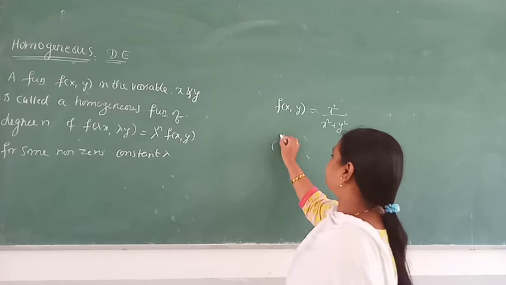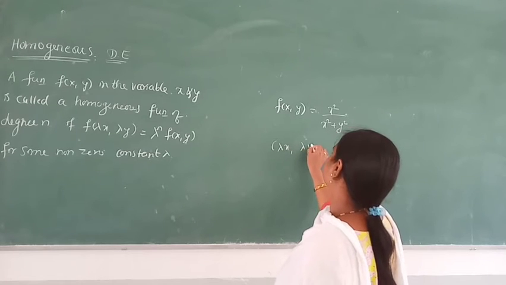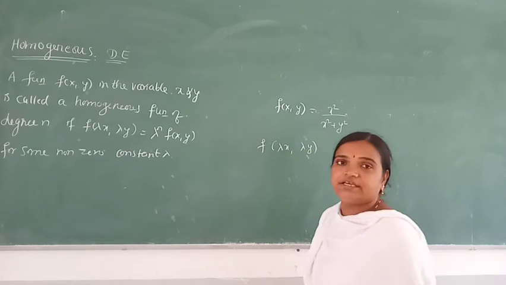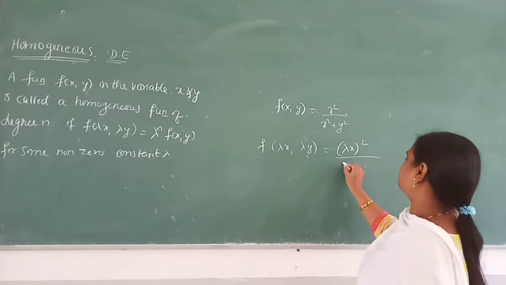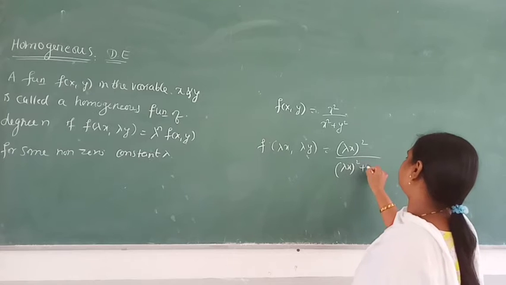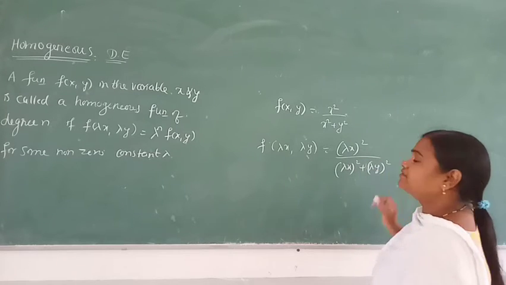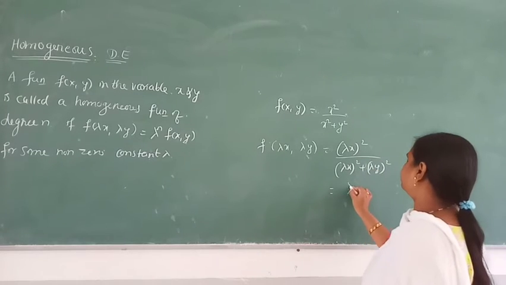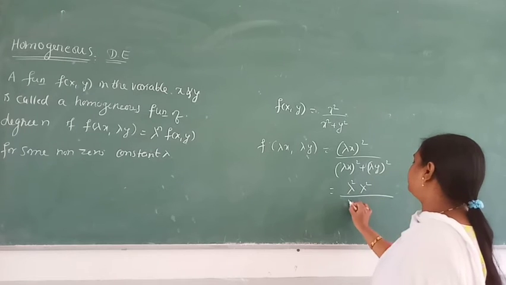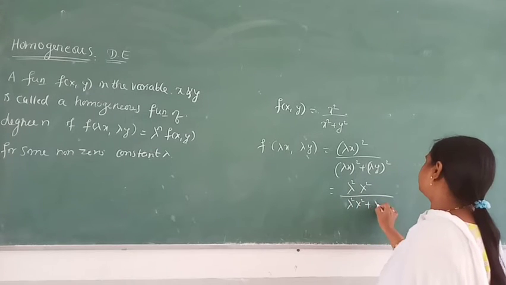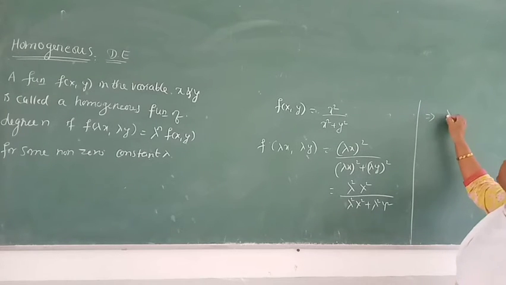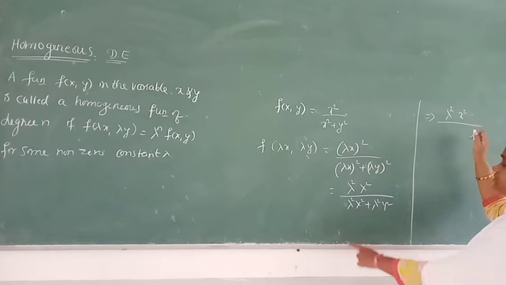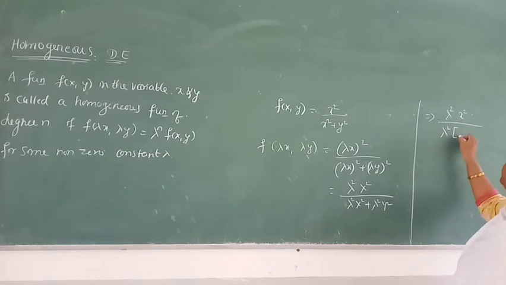Okay. Replace here x as lambda x, y as lambda y. Then we get lambda x square divided by lambda x square plus lambda y square. We get lambda square x square divided by lambda square x square plus lambda square y square. Just concentrate, which one is common here? Lambda square is common.